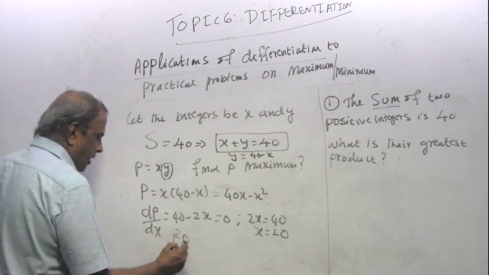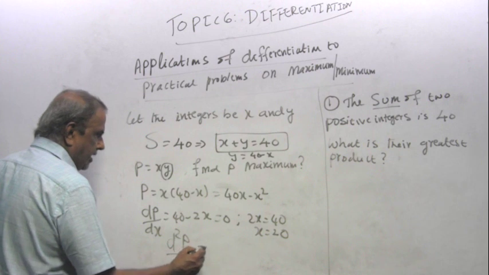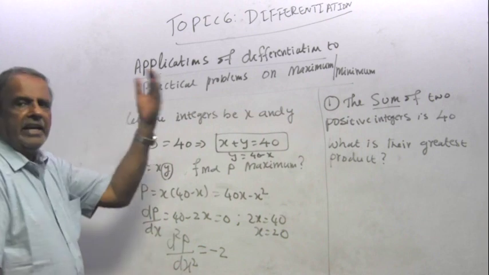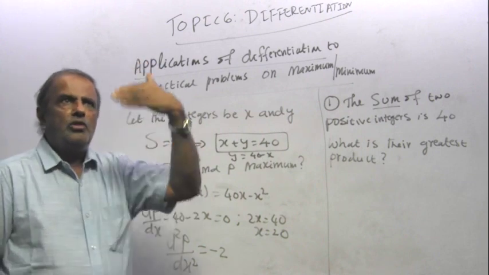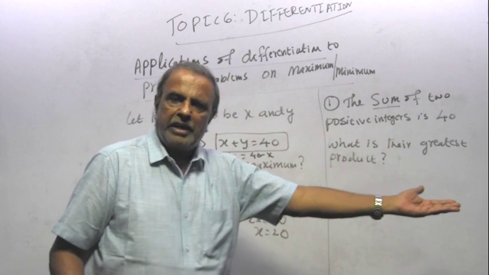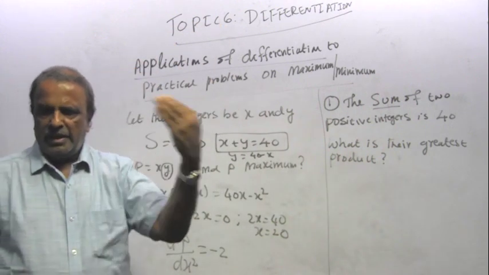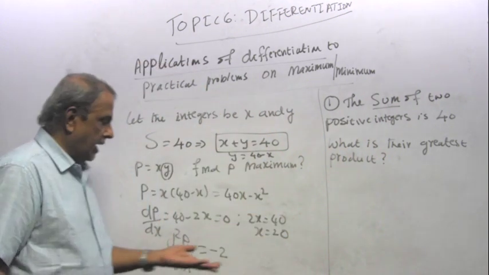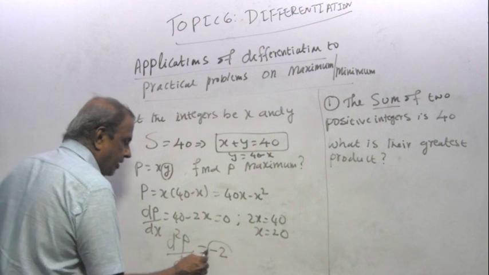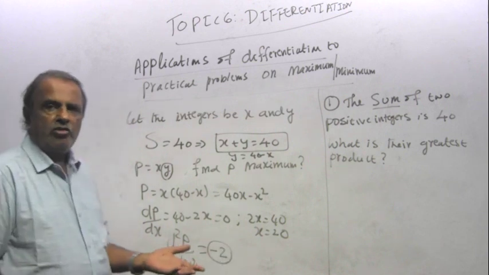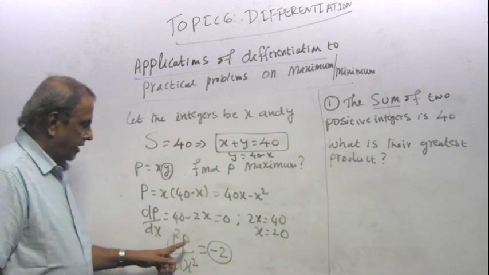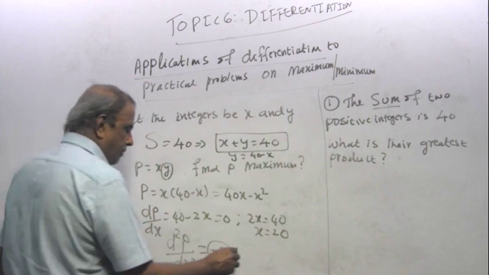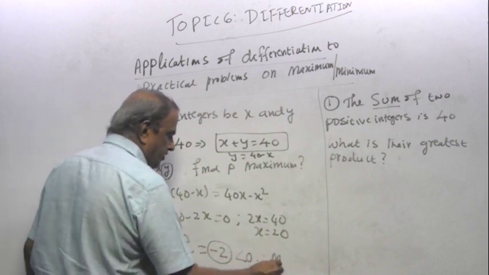So d squared p by dx squared is 40 minus 2x differentiated, which gives 0 minus 2. Normally you put the value of x you got into d squared y by dx squared. If it is positive, it is minimum. If it is negative, it is maximum. But here there is minus 2. There is no x, so whatever might be the value of x, d squared p by dx squared will always be negative, therefore maximum.